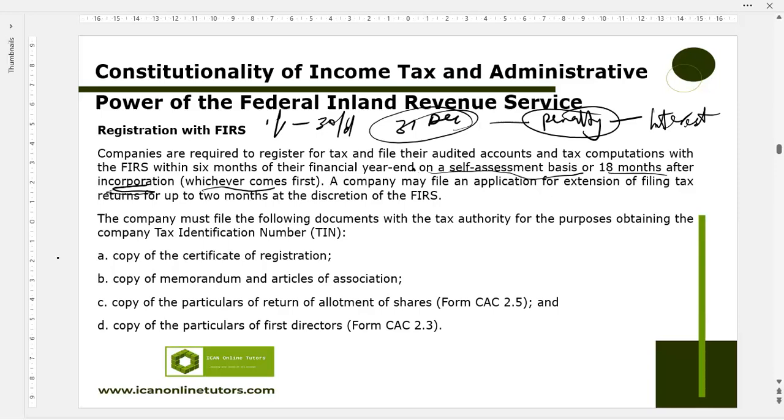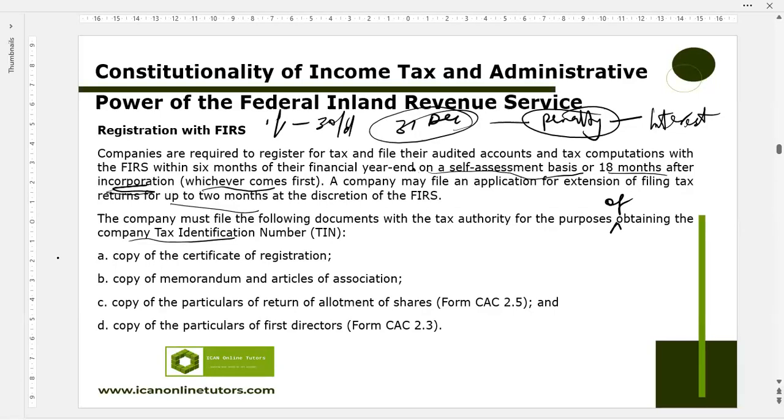So if you know that your books are not ready, and there will be a delay in finalizing your audited financial statements, you can request for extension of filing of tax returns, but for a maximum period of 2 months. The company must file the following documents with the tax authority for the purposes of obtaining the company tax identification number.